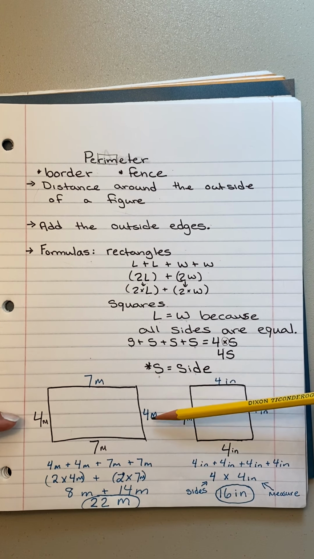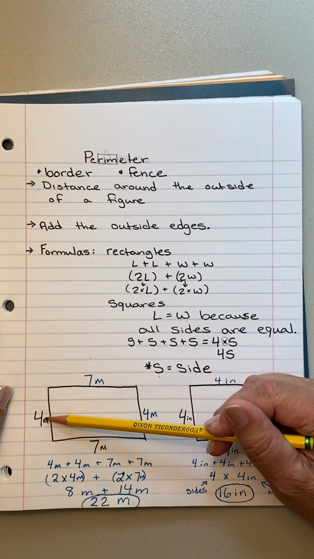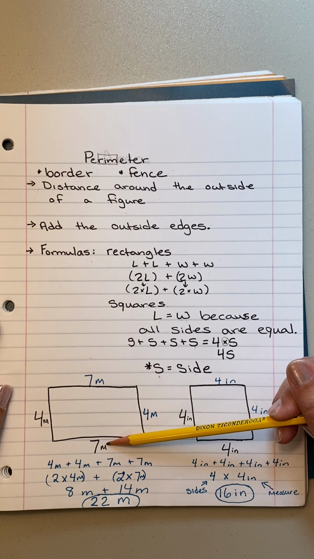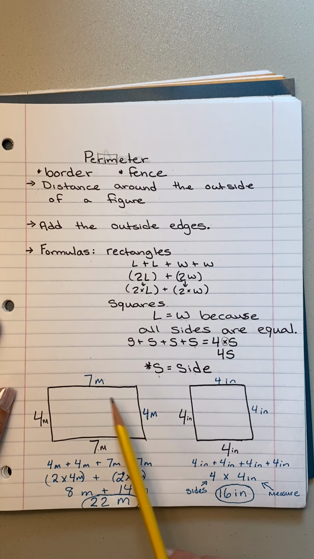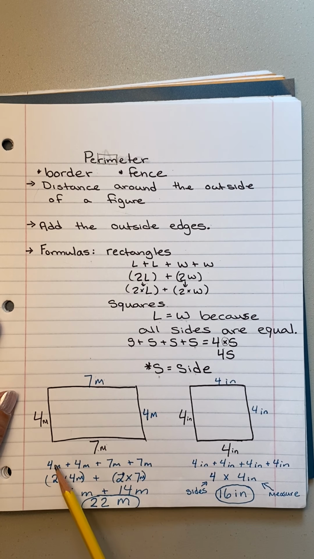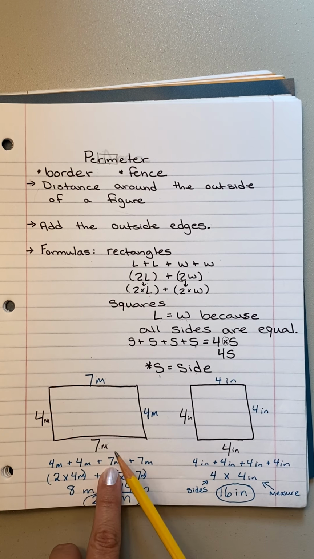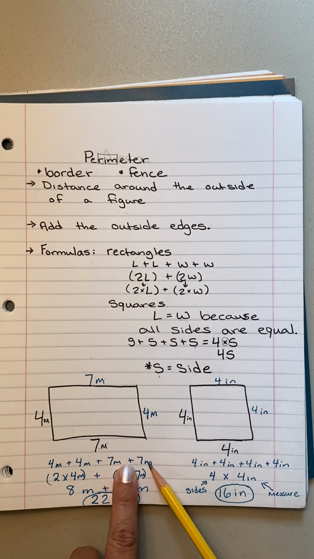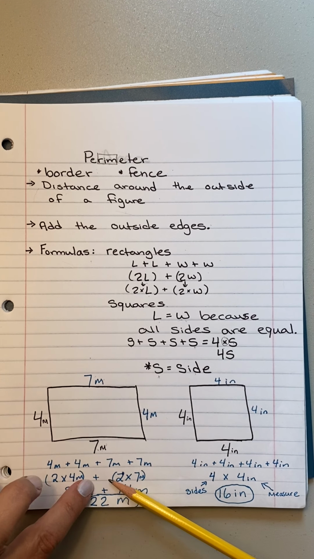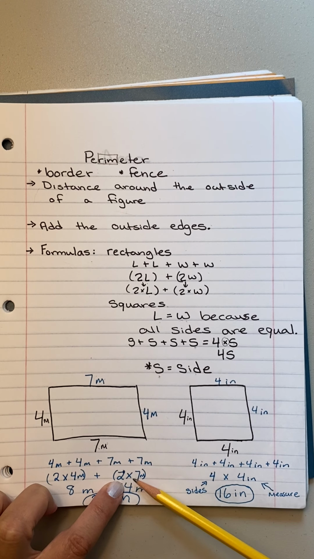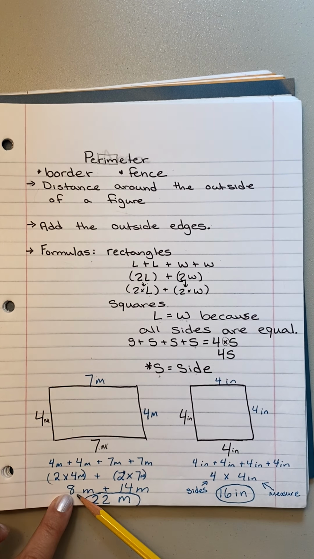Our first example is a rectangle that is not a square. So we have 4 meters by 7 meters. So that means the opposite sides of the rectangle are going to be equal. Now we're going to add these together. So we have 4 meters plus 4 meters plus 7 meters plus 7 meters. We can rewrite this as 2 sides, so 2 times 4 meters plus these 2 times 7 meters, because we have 7 meters twice. 2 times 4 is 8, so we have 8 meters.